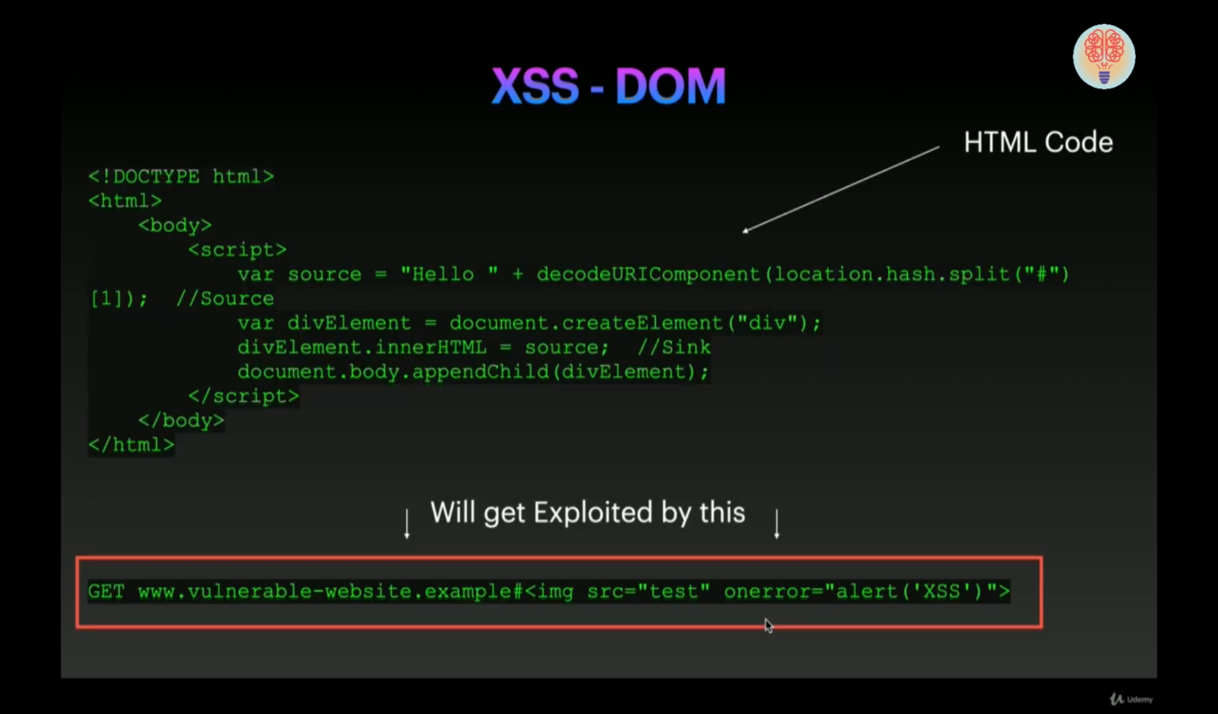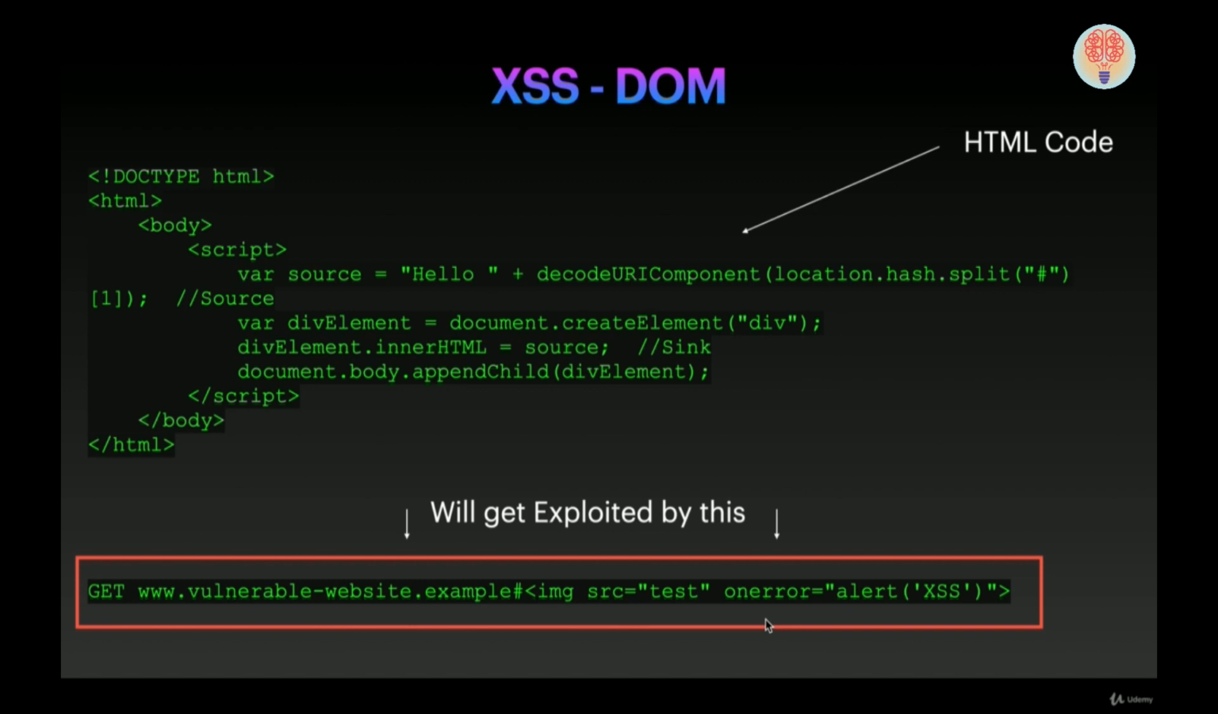As you can see, a vulnerable HTML code is written over here. It starts with HTML and HTML close, body, script tag, and in the script tag you can see a variable source is defined which says hello plus decodeURIComponent, in which it is written location.hash.split, given a URI fragment that is hash. So this is basically the source.